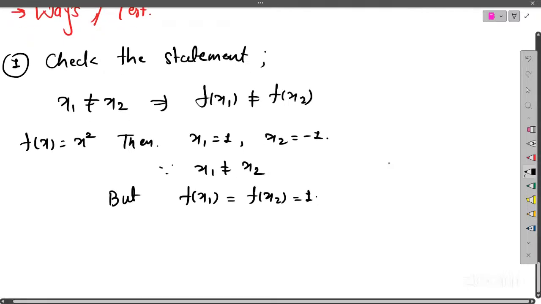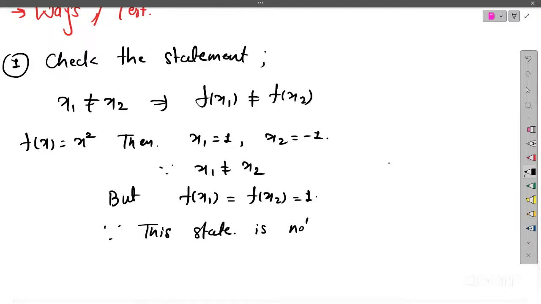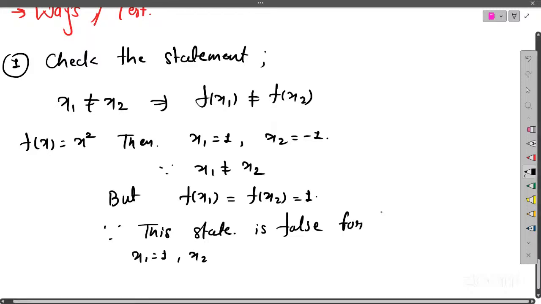So we can say that since this statement is not true, or we can say false, for x1 equals 1 and x2 equals minus 1, the given function is not one-one. So this is one way.